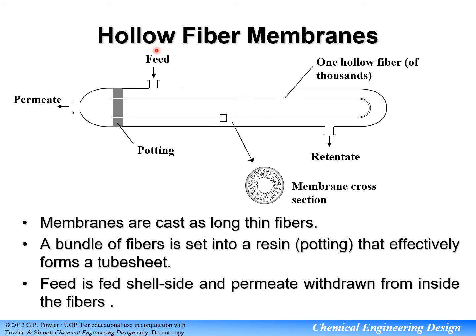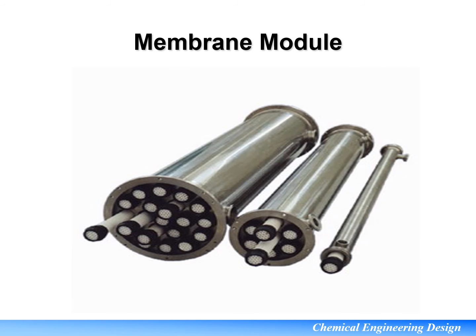The feed is fed into the shell side. Basically, this equipment has the same configuration as a heat exchanger, if you can remember back to heat transfer. So the permeate is withdrawn from inside the fibers. So this is the membrane module, and we can see the membrane inside here.